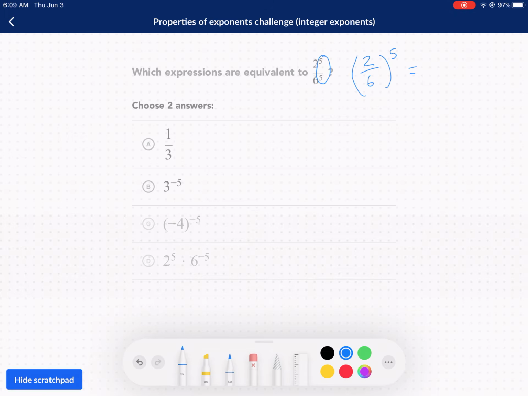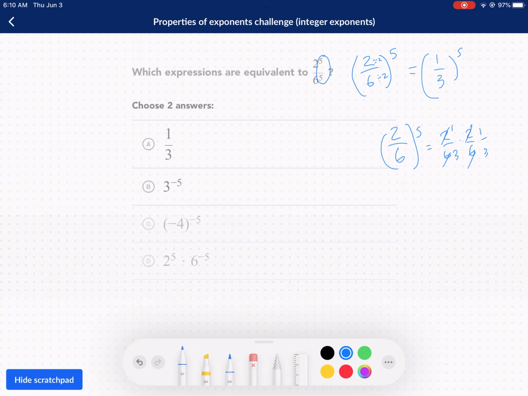Why is that useful? Because now we can simplify this. We can simplify it by saying that this is equal to 1/3 to the 5th. I divide the top by 2 and I divide the bottom by 2, and it's equal to 1/3. Why can we do this? Well, this is the same thing as 2 over 6 raised to the 5th power, which is 2 over 6 times 2 over 6, which we can reduce each one to 1 over 3.